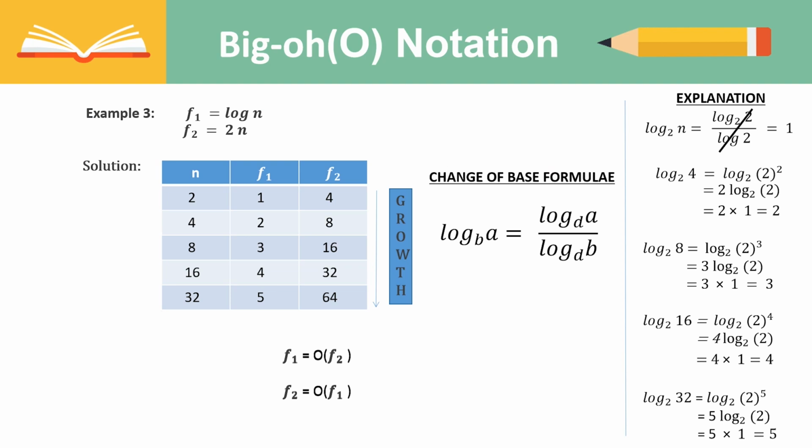Before solving these types of questions, you must be aware of the change of base formula. Log a base b is equal to log a base t divided by log b base t. By applying this formula, we can get all the values of f1 very easily. Here in the growth chart, you can observe a non-linear growth of f2. f1's growth is less than f2's growth. So clearly we can say f1 is equal to big O of f2, and f2 is equal to big O of f1 is wrong.